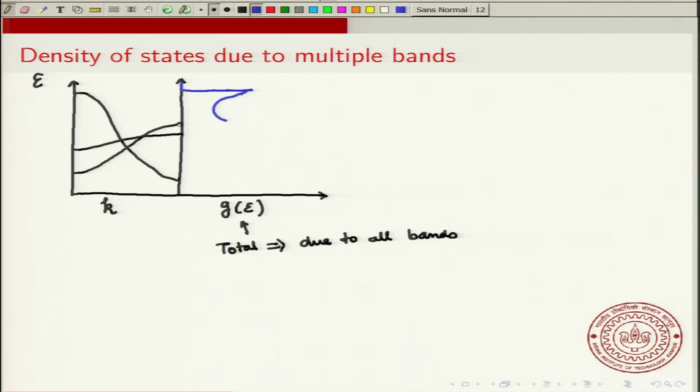And this band has a smaller slope, so you will see a slight increase in the density of states. Then again it will go down, and then you will see an increase in the states due to this third band. So you can have something like this, due to all these. Here you have multiple bands contributing, so you have a very large density of states, and then it will go down.